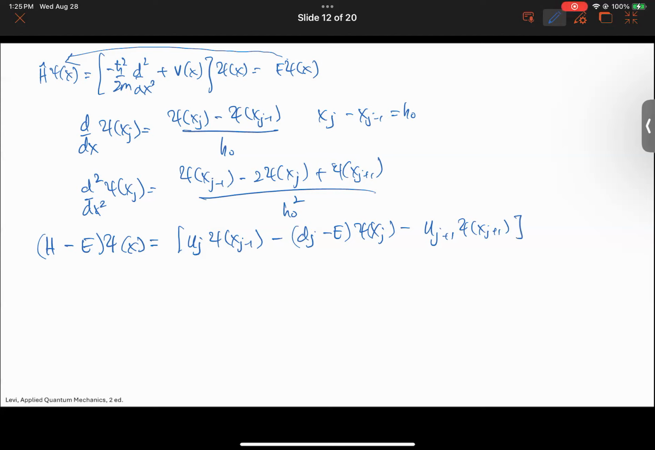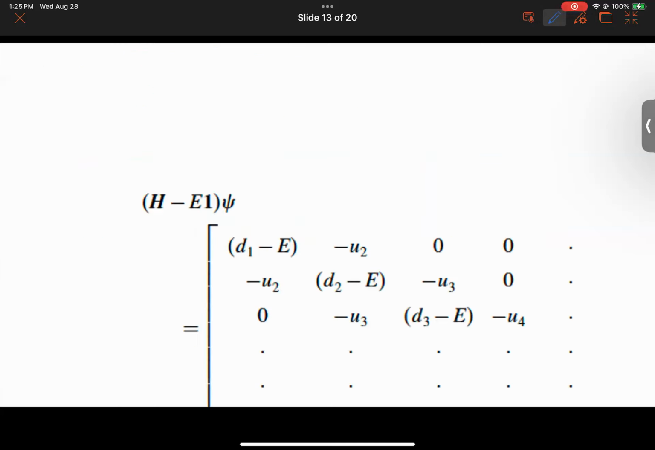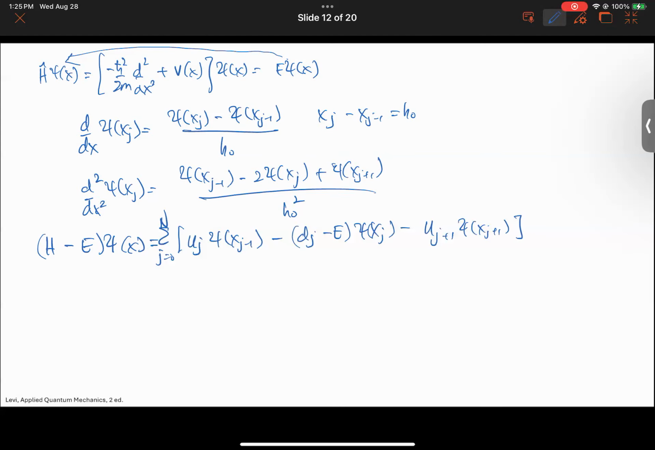And then you sum over all j's up to whatever the dimensions are, or however many elements or data points you want to put. The uj is equal to h bar squared over 2m h naught squared, so that's the h bar squared over m here, and the h naught squared here. Those are the coefficients uj. The dj is equal to h bar squared over m h naught squared plus Vj.